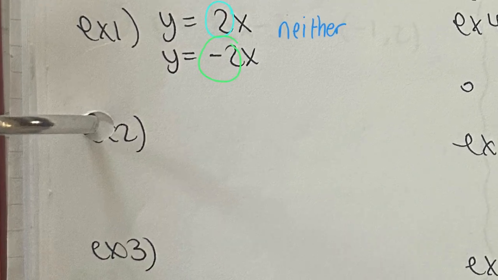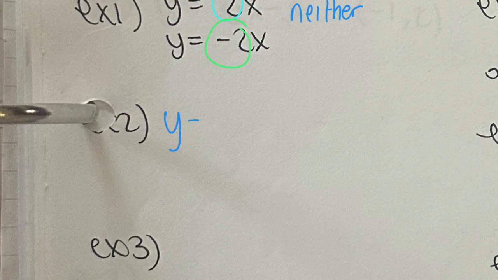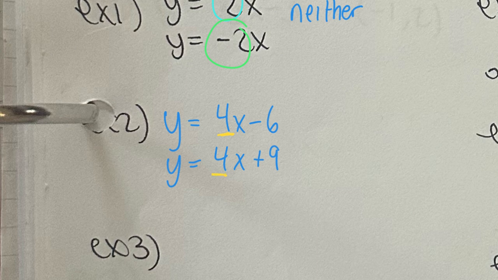Okay, let's see, example 2. y equals 4x minus 6, and y equals 4x plus 9. Okay, if you look at that one, do you think it's parallel, perpendicular, or neither? Well, m is 4, m is 4. That means these guys are parallel. You can do the shorthand notation for parallel, or you can spell it out. Either one is fine with me. It looks like the number 11, but it's really shorthand for parallel.